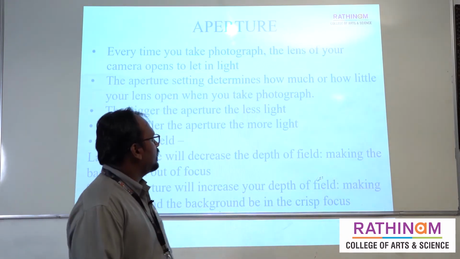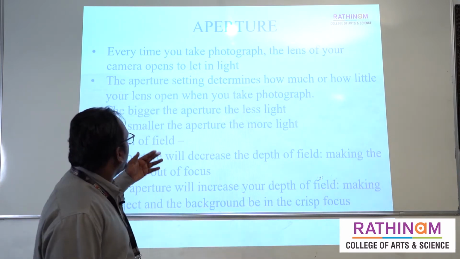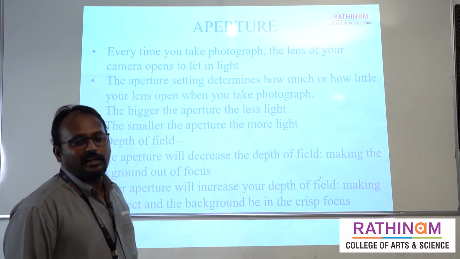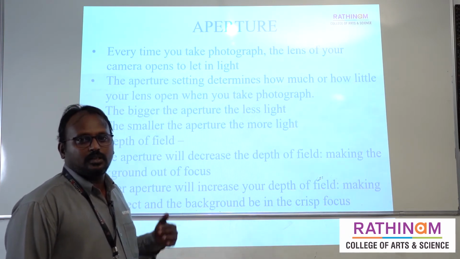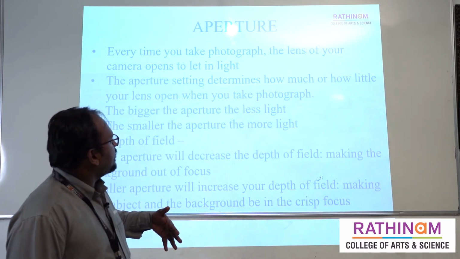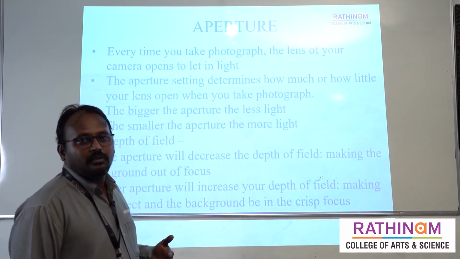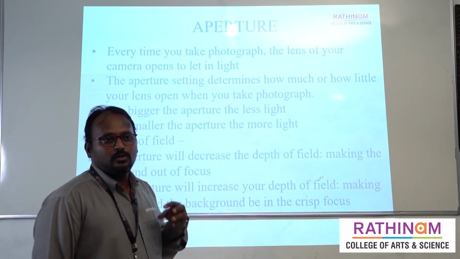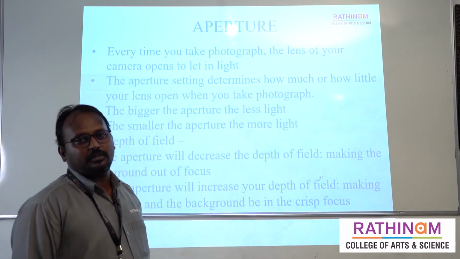Next, the next thing is aperture. What is aperture? Every time you take a photograph, the lens of your camera opens to let in light. How much light we want to get into the lens is measured by the aperture. The aperture setting determines how much or how little your lens opens when you take a photograph. How much we want to open the lens and how much we want to close it, according to that the light will fall on the film. This is the concept behind aperture.